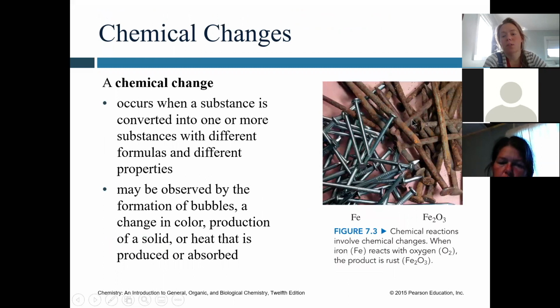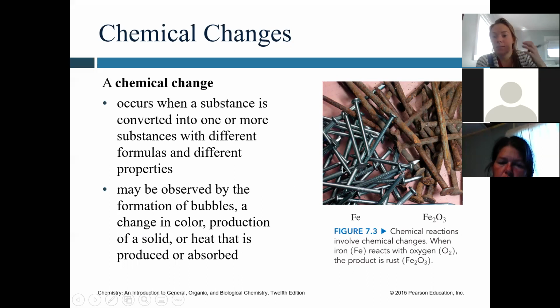So here's another example. This is a fresh set of nails that are made out of iron, and they will rust. Rust is a process of oxidation, so it does actually pull oxygen out of the air and give you that rusty quality. A chemical change occurs when a substance is converted into one or more new things.